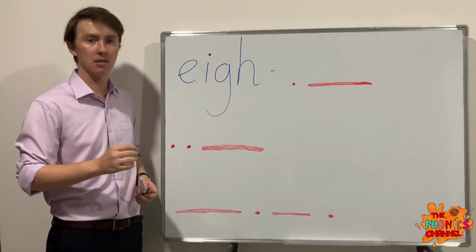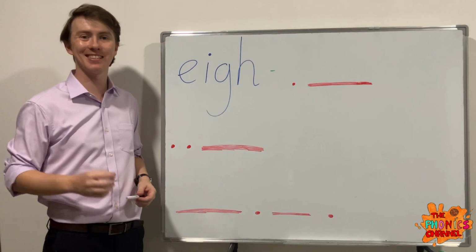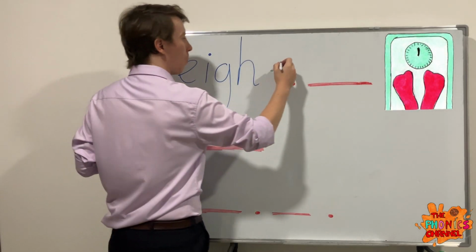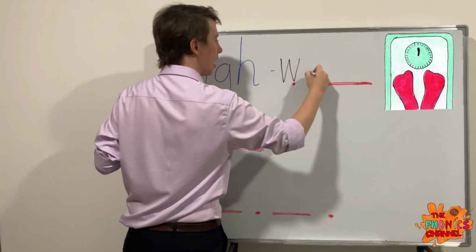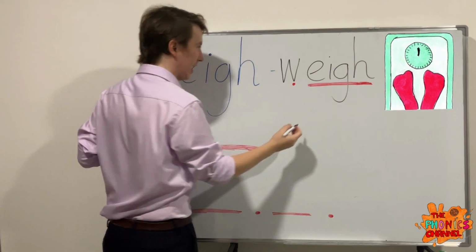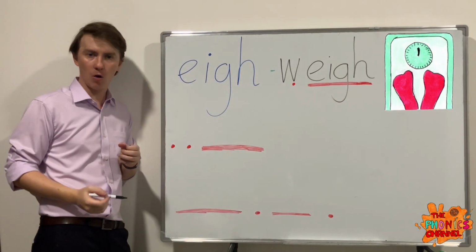Okay, so let's put this quadgraph into some words. And the first one is way. Okay, way. W, A. Way. Okay, way.